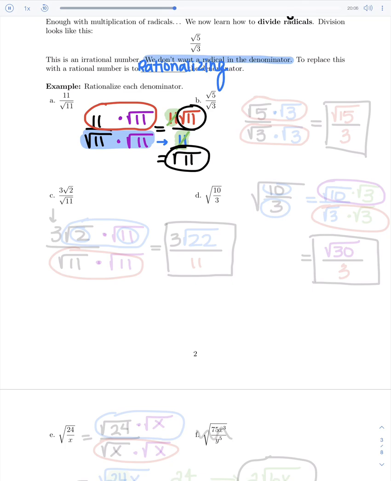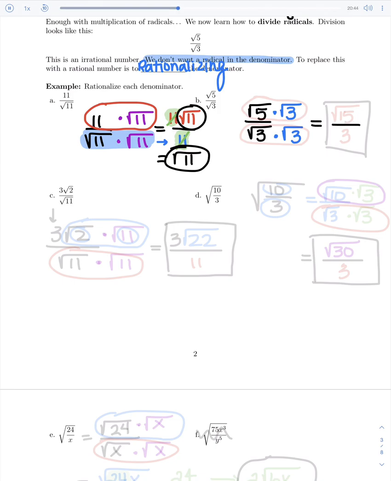Let's take a look at problem B. We have the square root of 5 over the square root of 3. Again, there's only one of these that I am actually worried about. I am worried about the fact that I have a square root in the denominator. So I'm worried about the square root of 3. How do I get rid of the square root of 3? I'm going to multiply it by its twin, another square root of 3. But if I do that to the bottom, I have to do the exact same thing to the top. I have to multiply the top by another square root of 3. Let's see what that does for me.